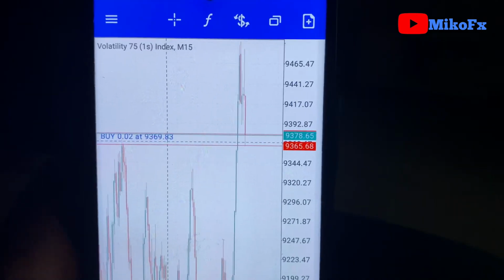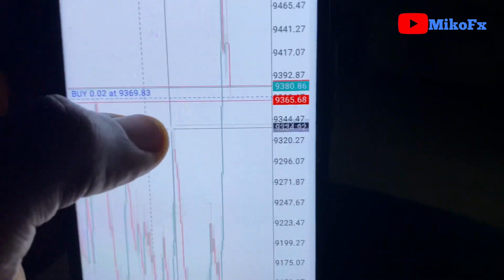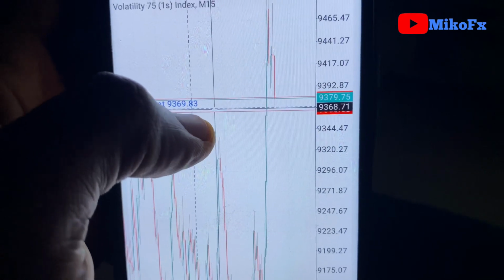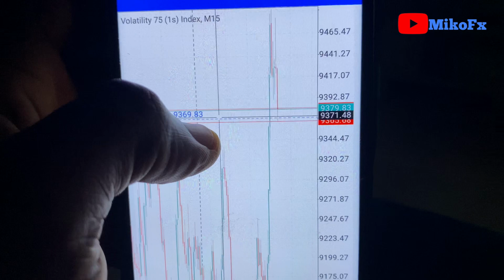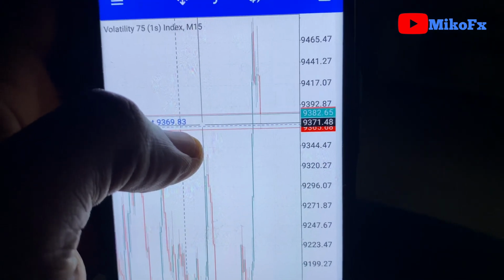So I can just set my stop loss at the level of my entry, which is 9371.48.